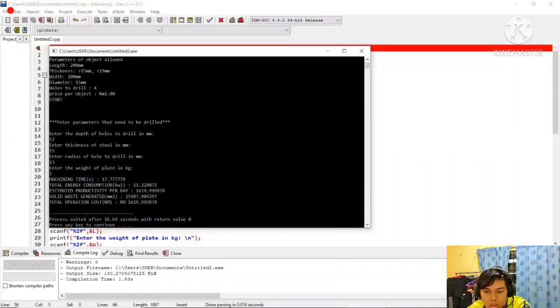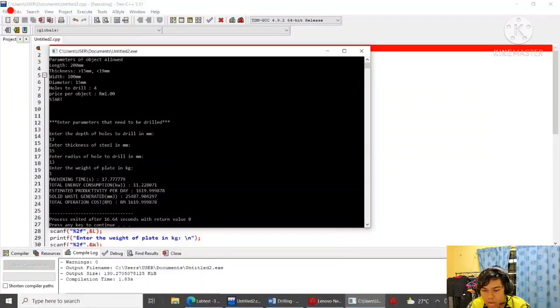So using those data, we get the machining time as 17.77 seconds. Then the total energy consumption, estimated productivity per day, solid waste generated, and total operation cost. So this is the coding.